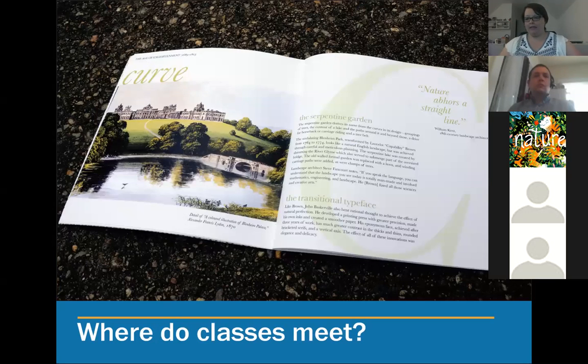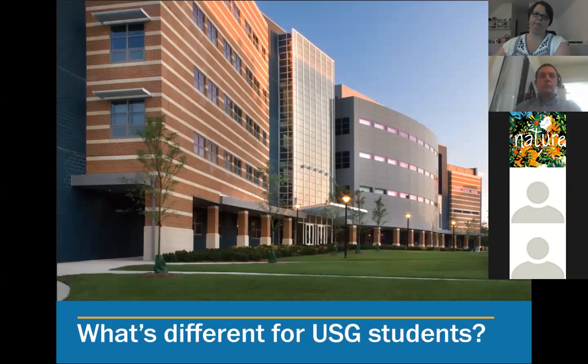Where do our classes meet? We have a variety of options for classes. We meet at the University of Baltimore on their main campus in Mount Vernon. We meet at the University of Shady Grove down in the Rockville location. We offer online classes, and we offer what are called hybrid classes. A hybrid class is where a class would meet sometimes in the classroom, sometimes via Zoom, sometimes in an asynchronous format. It's just a little bit more flexible of a learning option.